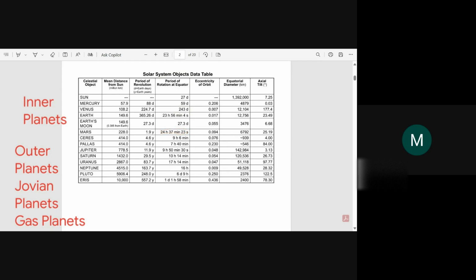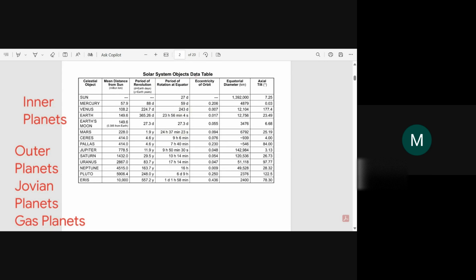And then as you go into the gas planets, or the outer planets, notice the period of rotation is shorter, so instead of days, it's hours. Jupiter is 9 hours and 50 minutes. Saturn, 10 hours and 14 minutes. Uranus, 17 hours and 14 minutes.